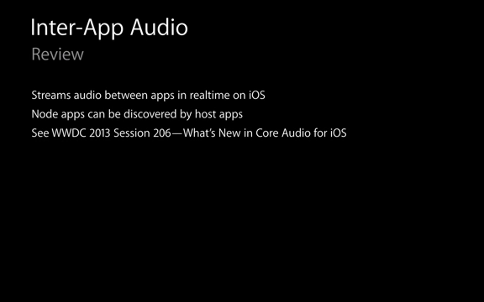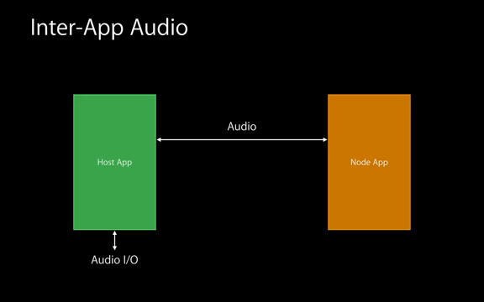Now I'd like to switch over and talk about Interapp Audio. For those of you that weren't present last year at WWDC, we had a session talking about this new technology that we released with iOS 7. In review, Interapp Audio allows you to stream audio between one or more apps in real time. A host application can discover available Node apps even if they're not running. And please refer to last year's session, What's New in Core Audio, session 206, for further details.